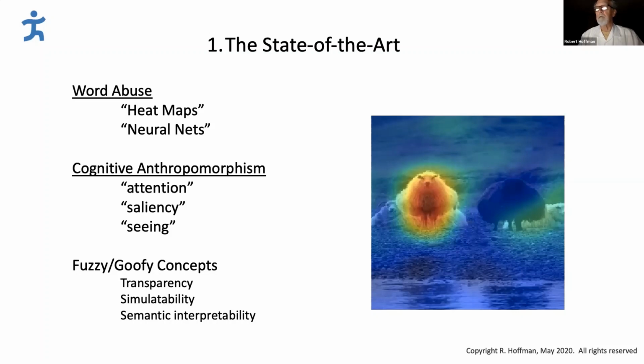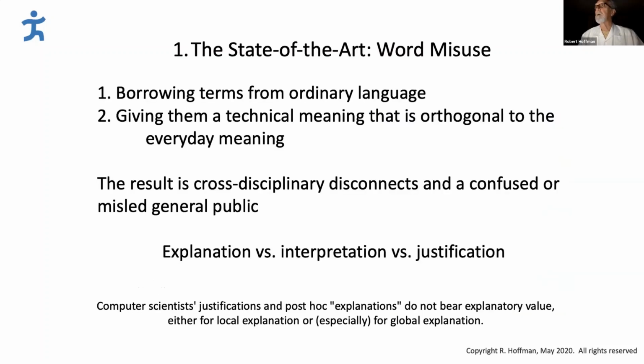Simulatability, ooh, makes me shiver. Semantic interpretability, I mean, why keep inventing more jargon that we don't need? Borrowing terms from ordinary language and then using them in a technical meaning that's pretty much orthogonal to the everyday meaning. The word graph in knowledge graphs is an example of that. You're trying to sell knowledge graphs to the general public, to businesses, to government, and most people think of a statistical graph, not these diagrams that you show. The result is cross-disciplinary disconnects and a confused or misled general public.